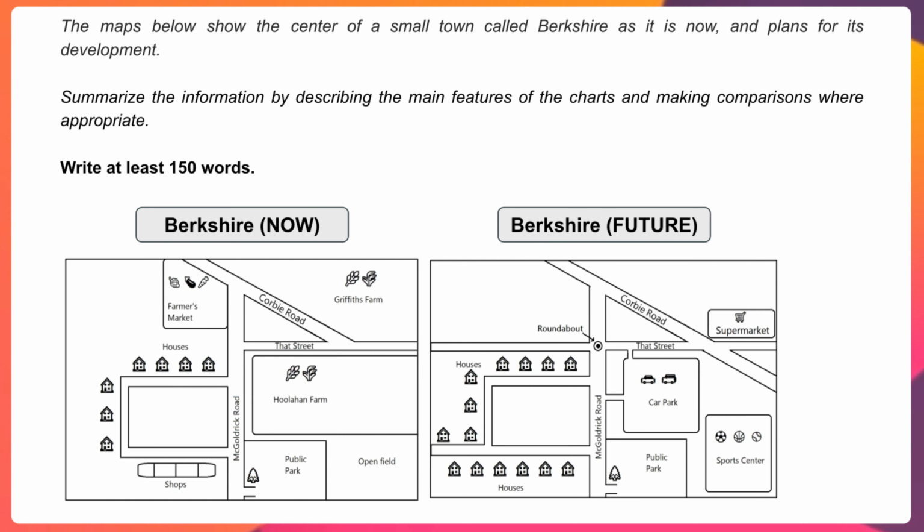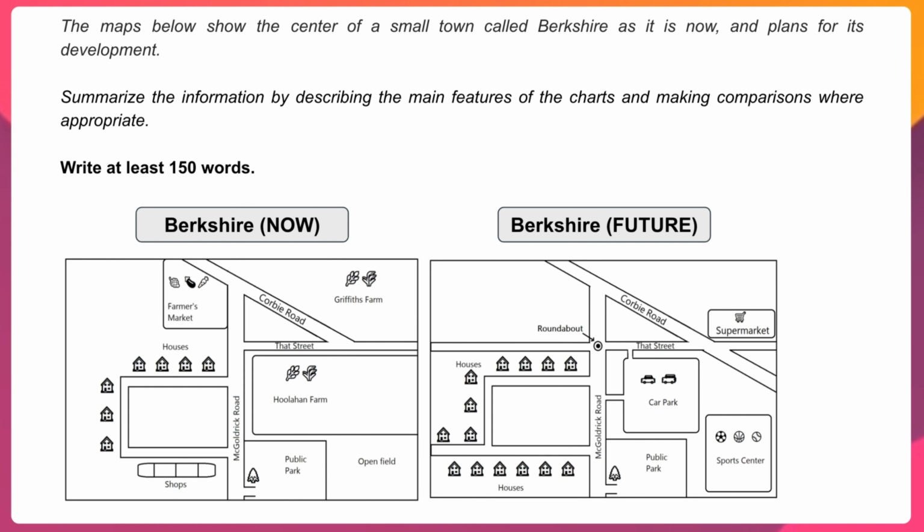Now let's take your question, your turn, where you have to present your answer. As I said, I will not be explaining anything for this. You have to do it by yourself. But yes, I would definitely describe something in brief. There are two maps here which talk about the small town called Berkshire: Berkshire in the present condition, and Berkshire in the future condition.